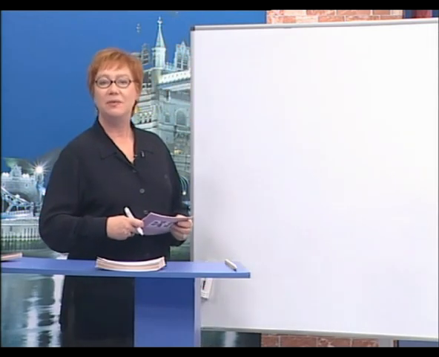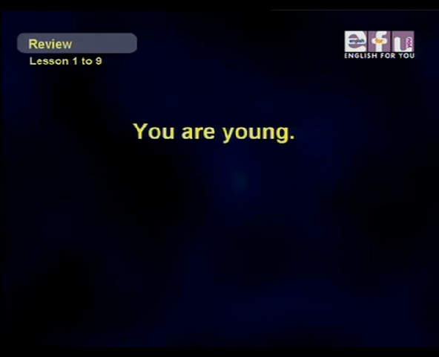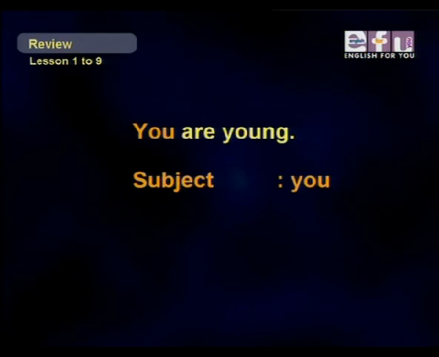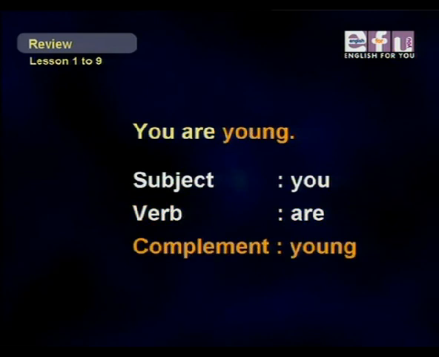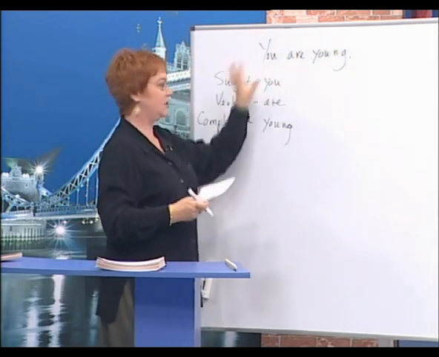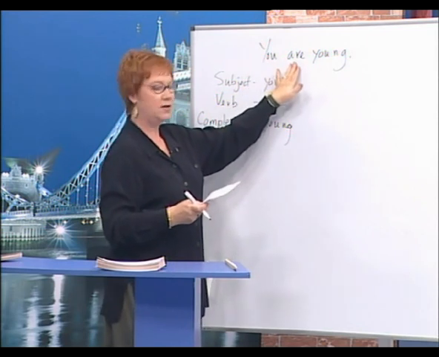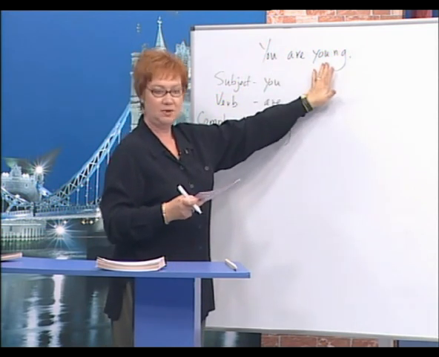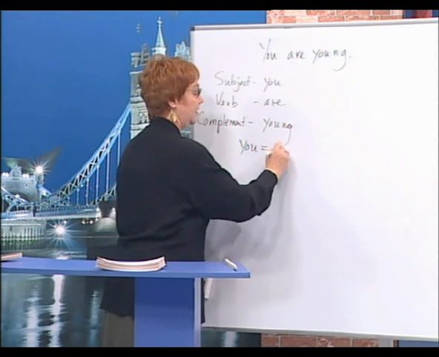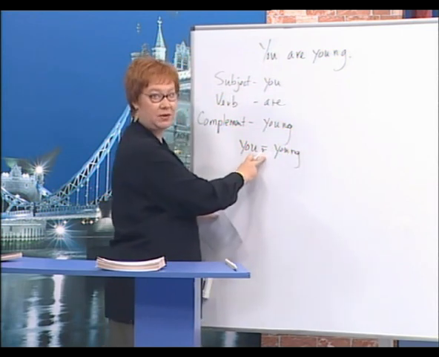Okay, now, remember this about sentence structure? You are young. Now, if we look at the parts of this sentence, we have the subject is you, the verb is are, and the complement is young. So the complement completes the subject. So you, subject, are, verb, this is the be verb, young, complement. Okay, it means you young. And this is where we put the be verb.